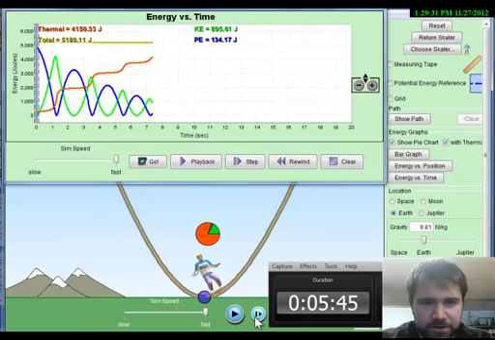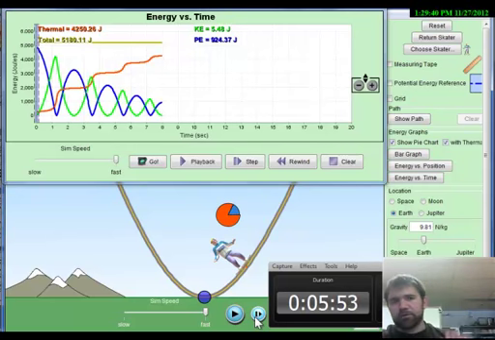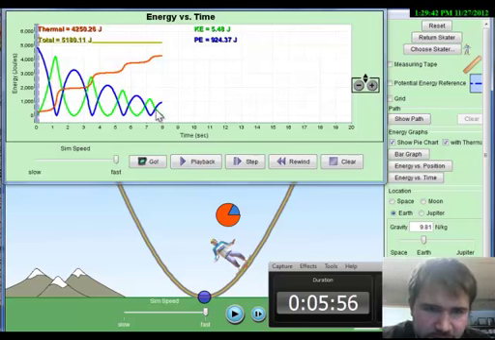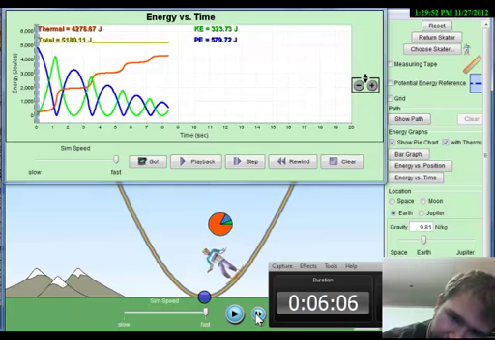And then as we start going up the track, we get more and more potential energy until he reaches the top of his motion, and that's a maximum potential energy. And somewhere in between, where these two lines cross, we have half kinetic energy and half potential energy.